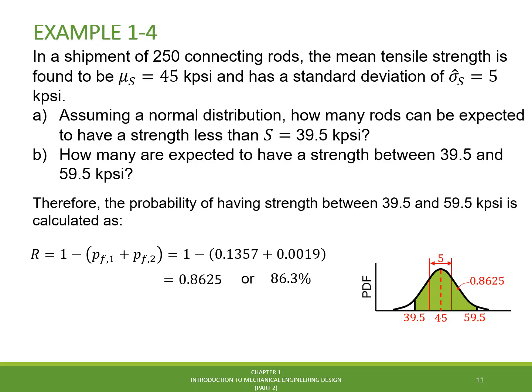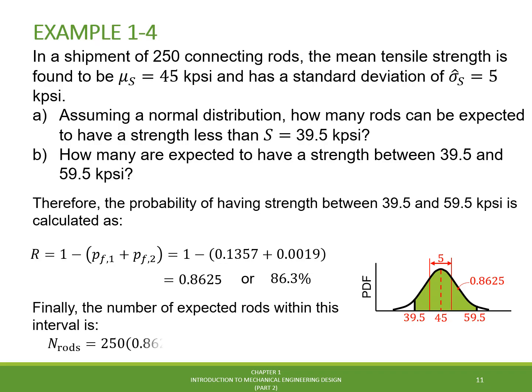Okay, so in order to calculate directly the number of connecting rods, I need to multiply 250 by the probability I just calculated here, 0.8625, which is going to give me approximately 216 rods.